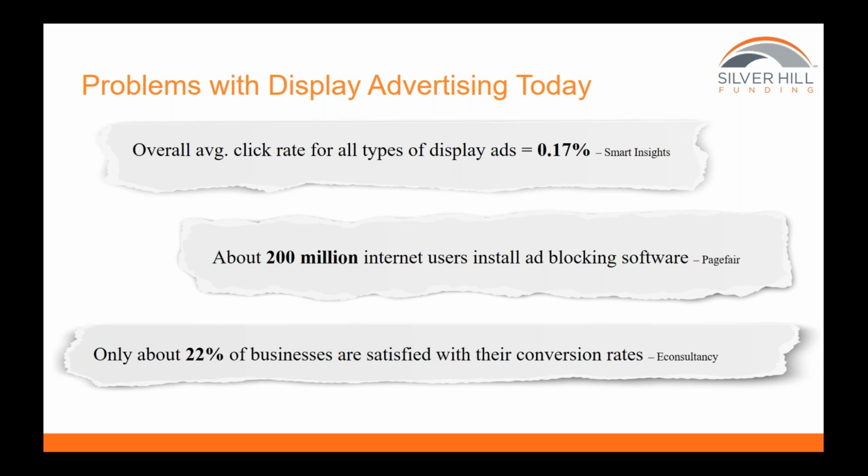For instance, the first one you see, overall average click rate for all types of display ads, 0.17%. So you're not even getting close to 1% of a click-through. And the click-through, as you know, doesn't mean anything. It just means they get to the page. So what percentage of those people are actually getting in contact with you? Then about 200 million internet users install ad blocking software. So no matter how good our ads are, people aren't even seeing them in the first place.